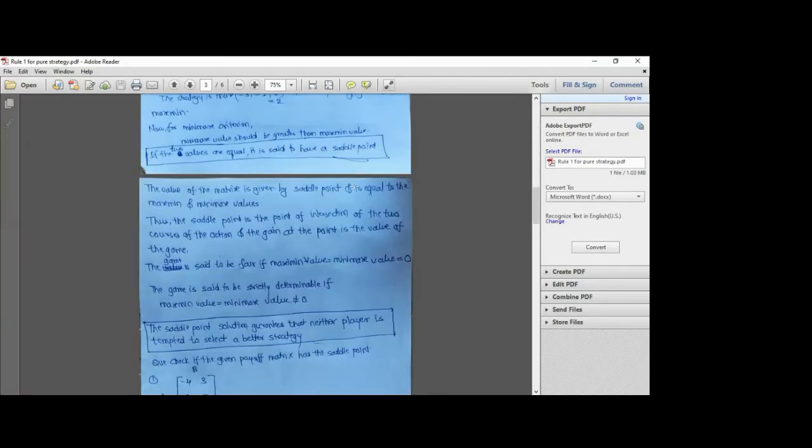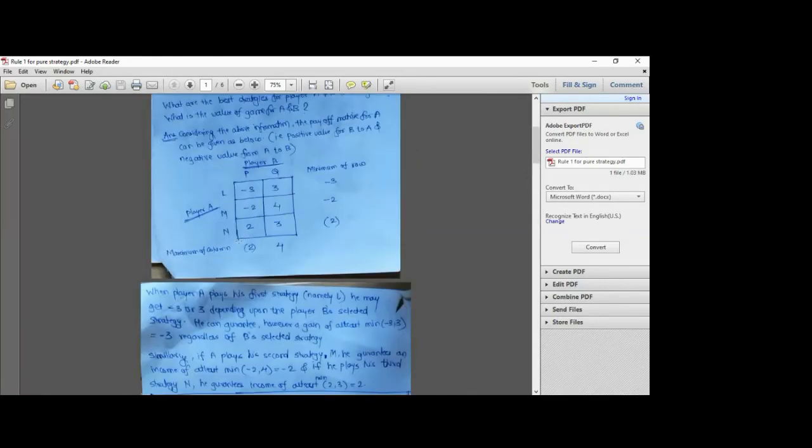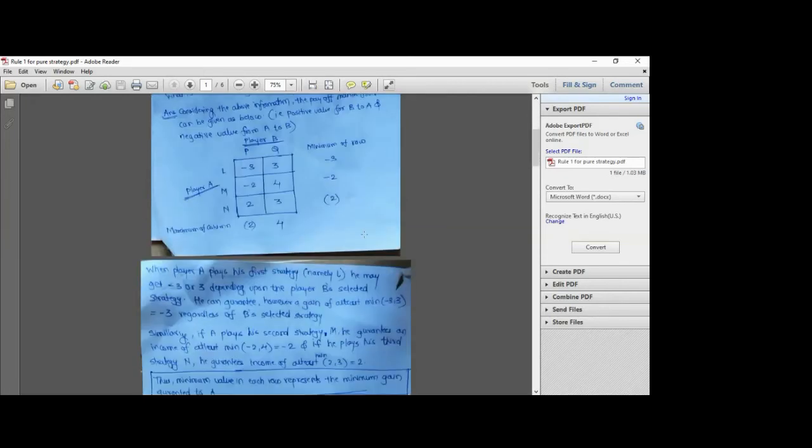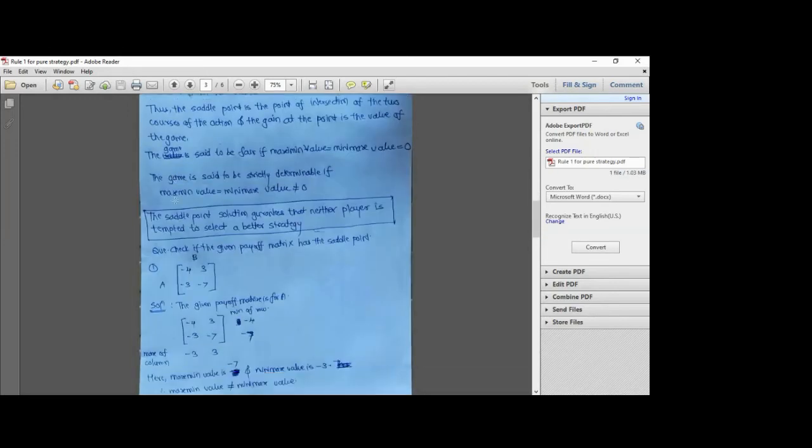In our case, what is happening? In our case, our maxmin value is equal to the minimax value. So your minimax value is equal to the maxmin value, which is equal to 2, and hence this particular game is said to have a pure strategy, or a saddle point. Also, the value of this game is nothing but 2, which is the maxmin value equal to the minimax value, right? So the value of the matrix is given by the saddle point and is equal to the maxmin value. Thus the saddle point here is equal to 2, right?